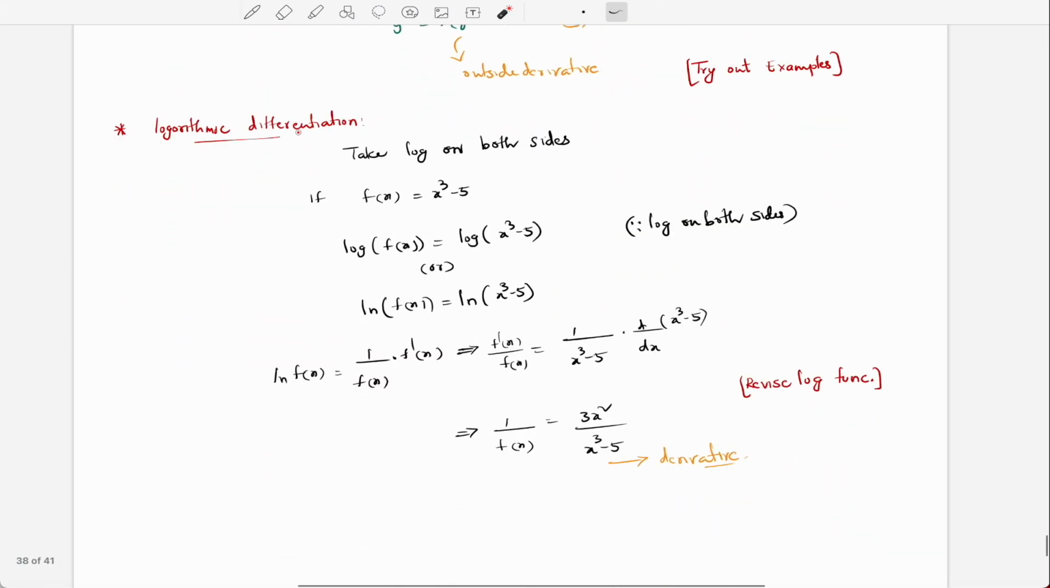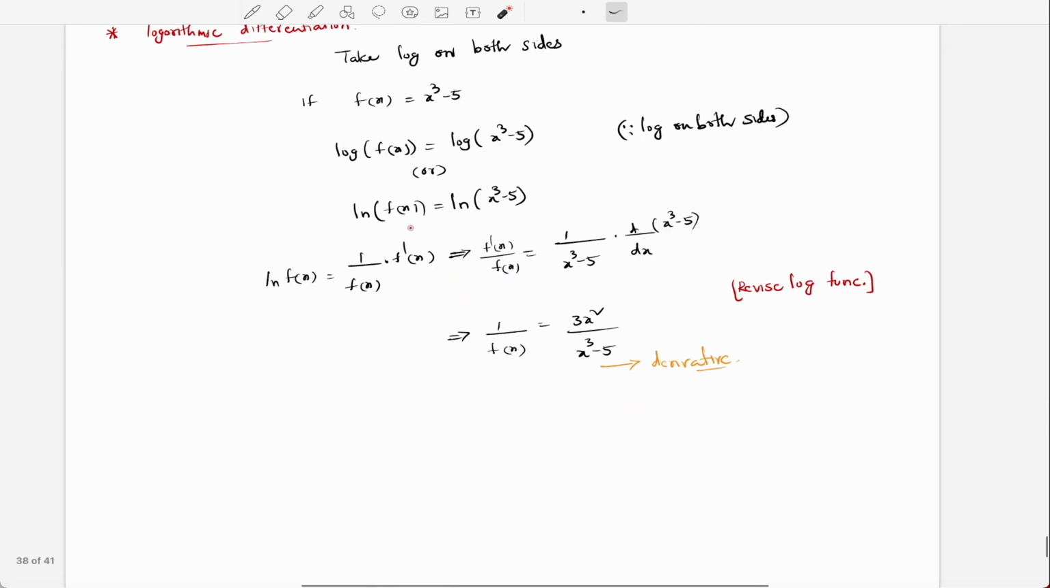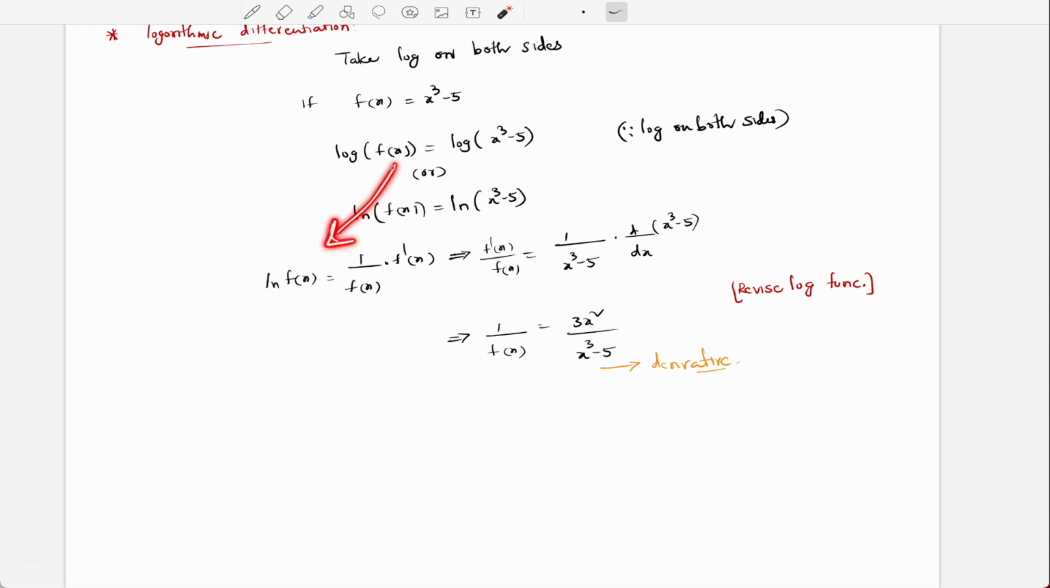After that we have logarithmic differentiation. So what is logarithmic differentiation? We simply take the log on both sides. That's it. If we have a function like x cube minus 5, we simply take the log on both sides. We can also write ln, which is the natural logarithm. These are both similar. So how do we find the log of f of x, where f of x is equal to x cube minus 5? It will become 1 by x cube minus 5.